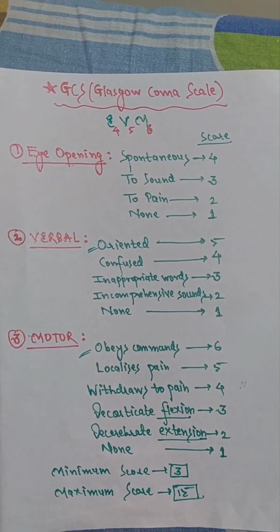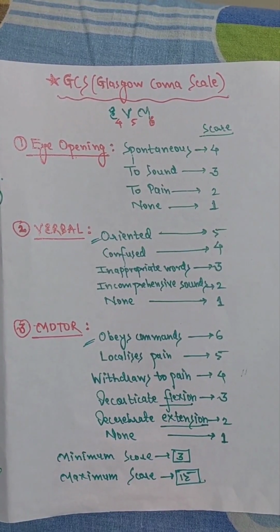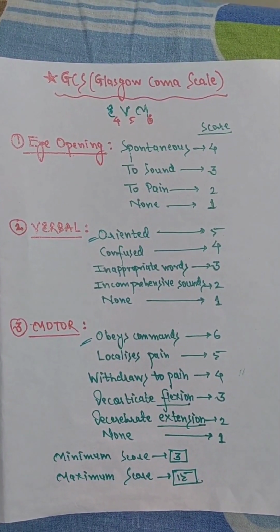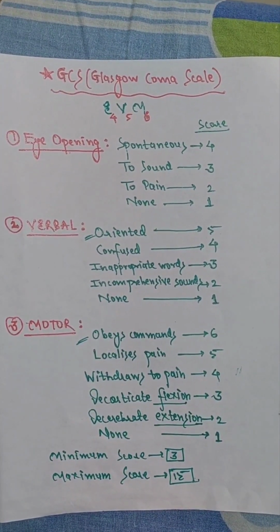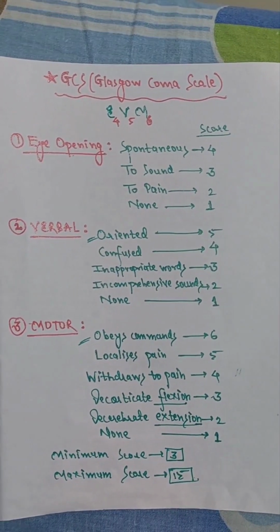And we can rate it as 4, 5 and 6. The eye opening has 4 components, verbal has 5 components, and motor has 6 components. So let us see one by one.